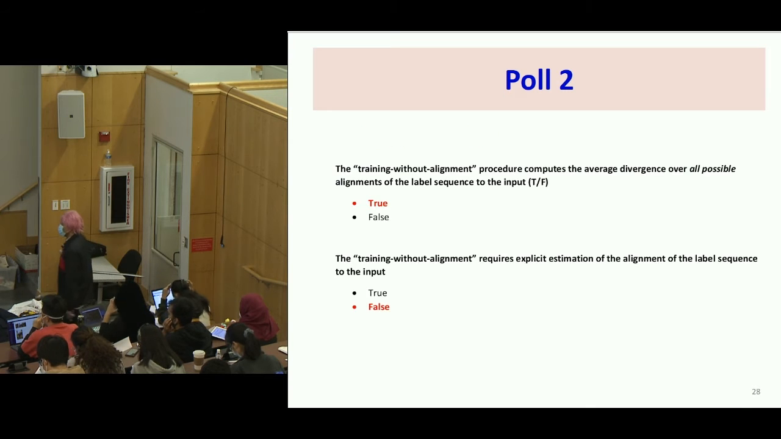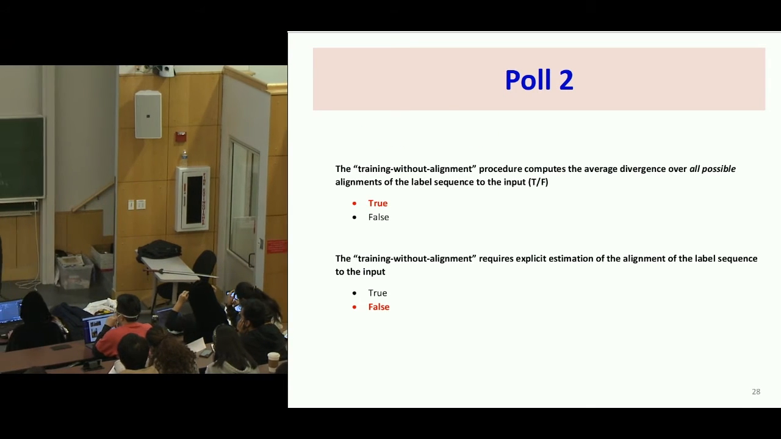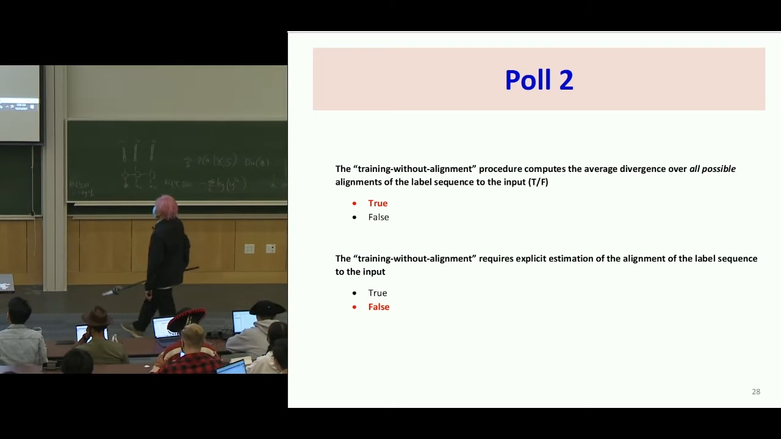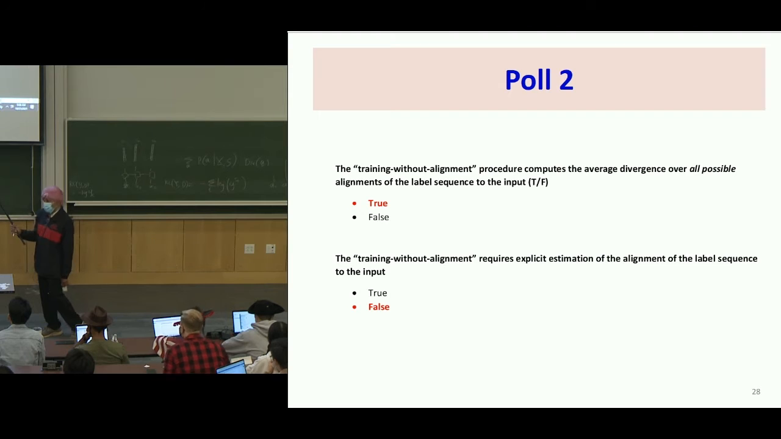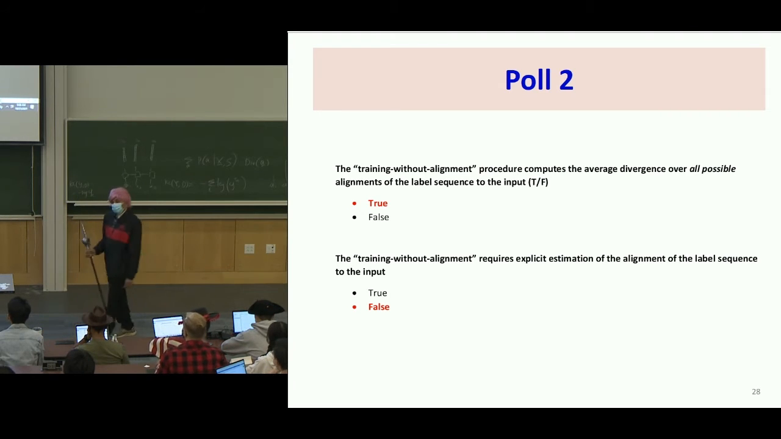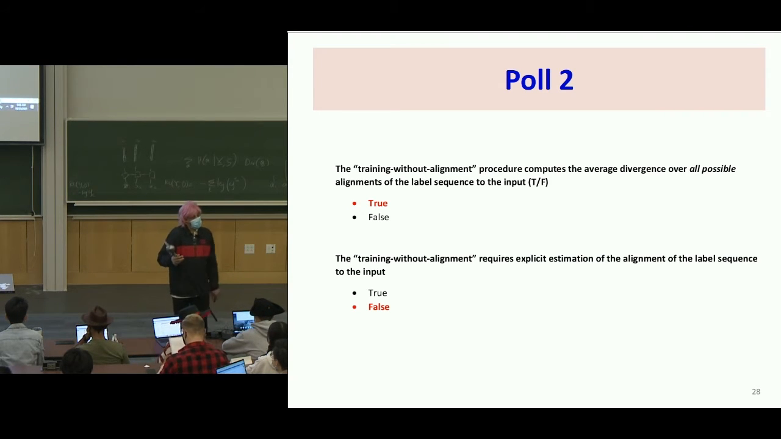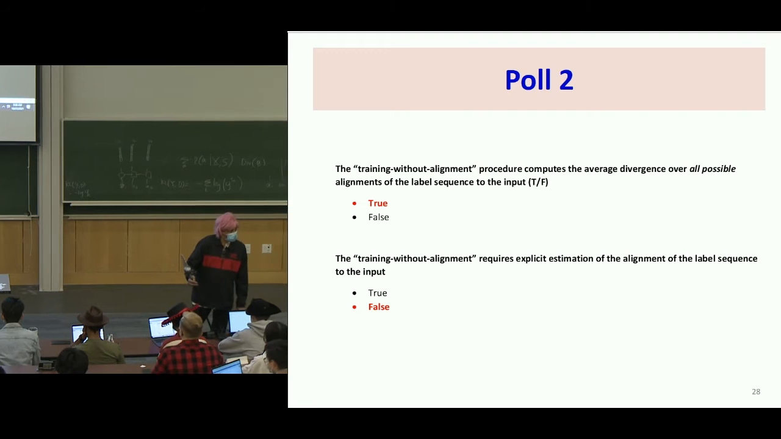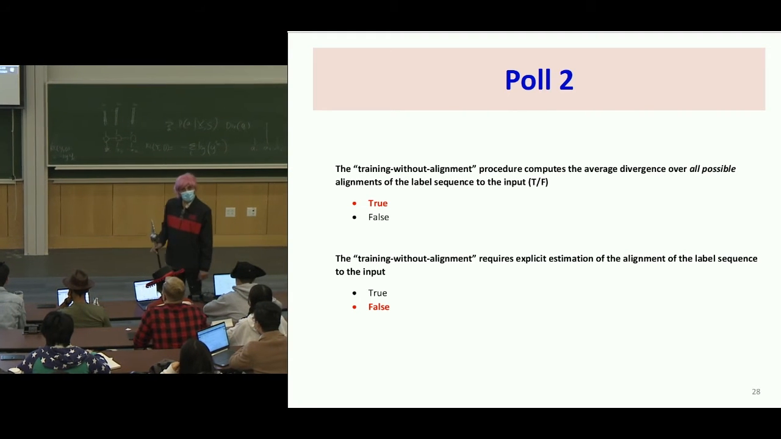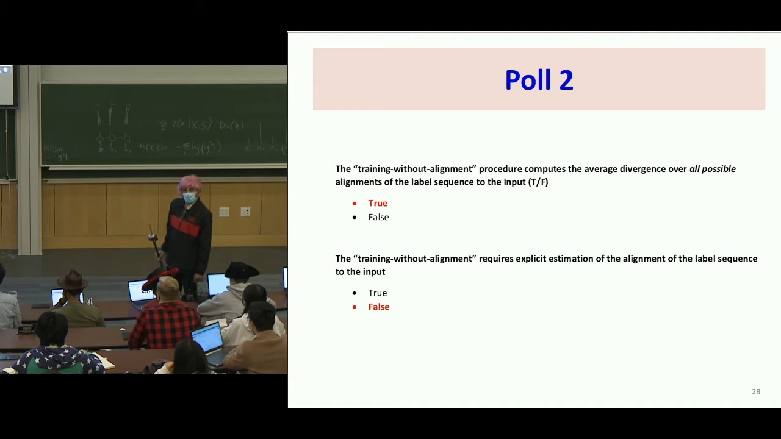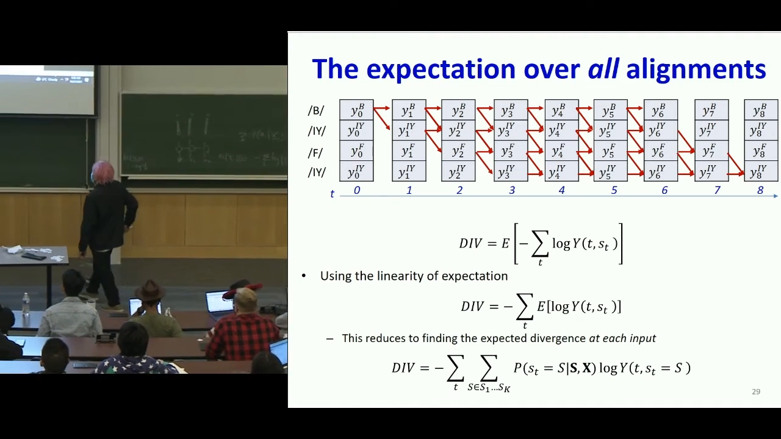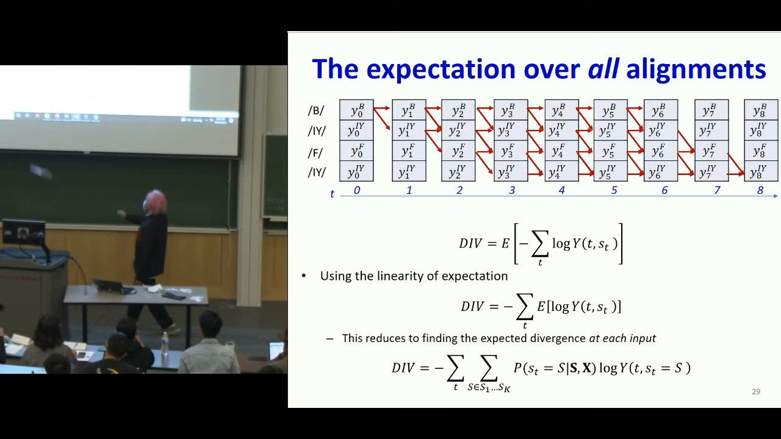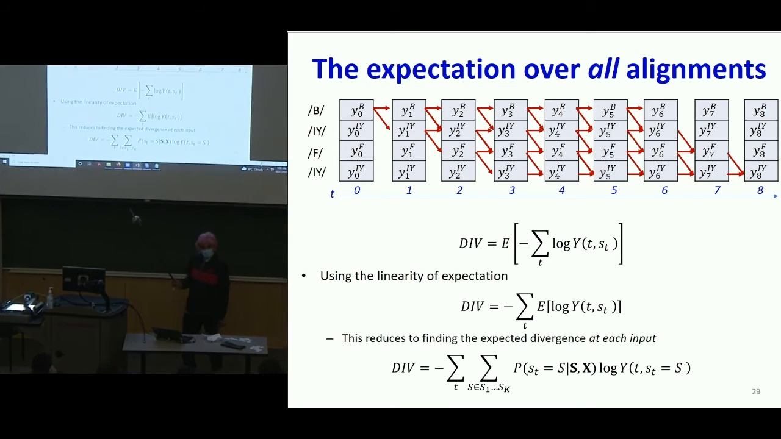Time's up, guys. Okay. So the training without alignment procedure computes the average divergence over all possible alignments. This is true. This means you don't need to explicitly compute the alignment in each training instance. You're averaging over all possible alignments. And now, this is the divergence. The expected divergence is what we wanted to minimize.